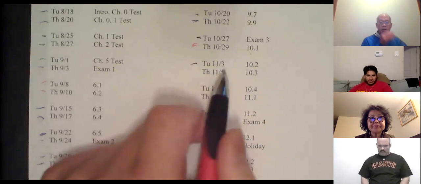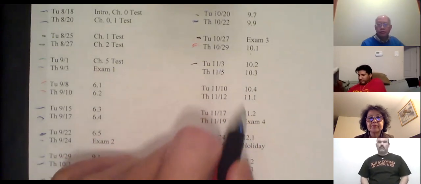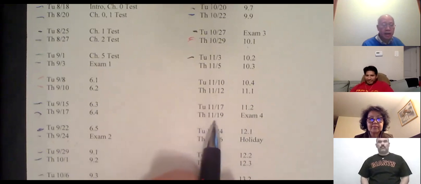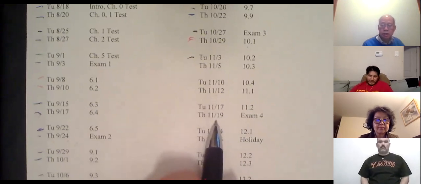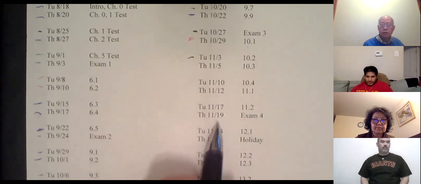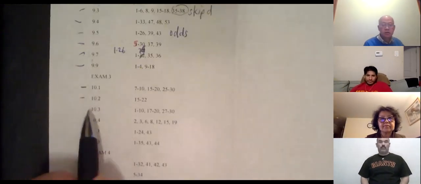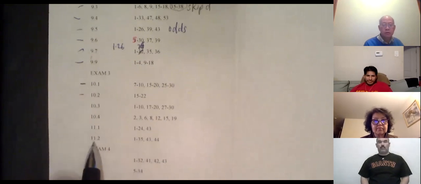Look at our mini calendar, do one section a day: 10.2, 10.3, 10.4, 11.1, 11.2. So our fourth test looks like November the 19th. That's the Thursday just before Thanksgiving. So if I do one section a day, 10.1, 10.2, 10.3, 10.4, 11.1, 11.2.